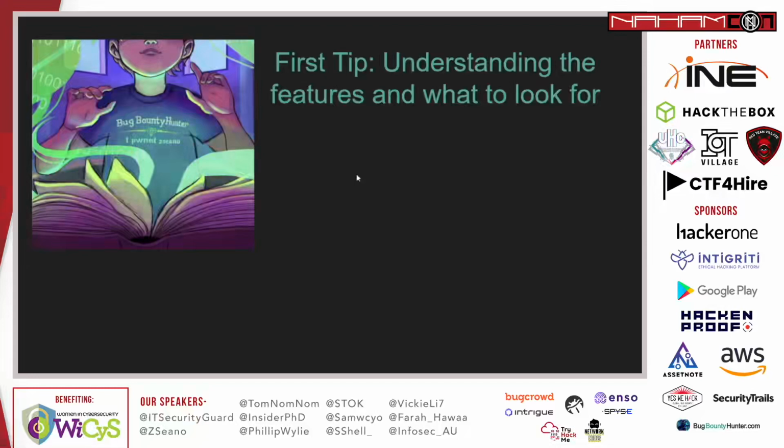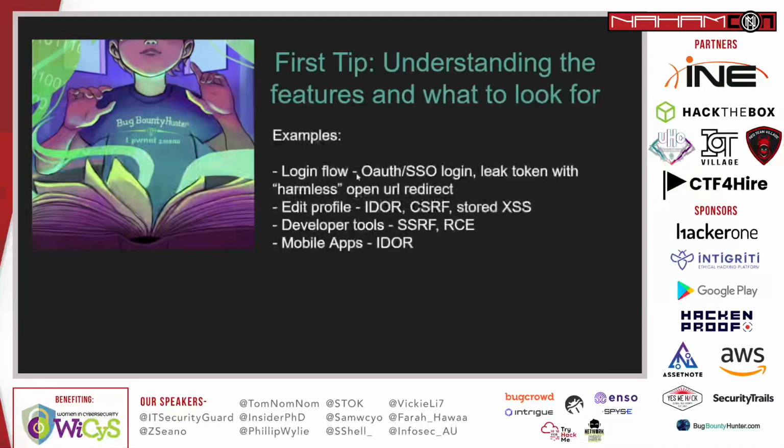So, a lot of people will think, or they're told, sorry, or they're advised, look for just one bug type. Learn all about XSS and just go look for XSS. I don't believe, in my opinion, that's a good approach because you're going to miss so many bugs and features and things like that. So understanding how it works and then you know what to look for. So example, a login flow. When you're logging into a website or you're registering, look for OAuth, SSO login tokens and things like that. Look for what happens.